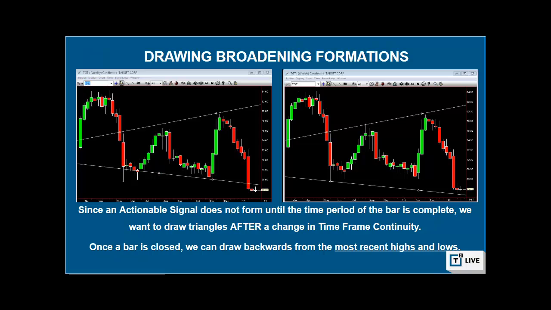However, since an actual signal does not form until the time period of the bar is complete, it's not an inside bar until it closes. We want to draw the triangles after a change in time frame continuity. So as soon as the day goes out, if it's a higher high, draw the triangles off that. New week, something like that. And you want to draw backwards from the recent highs and lows. You go to the high, draw it backwards.